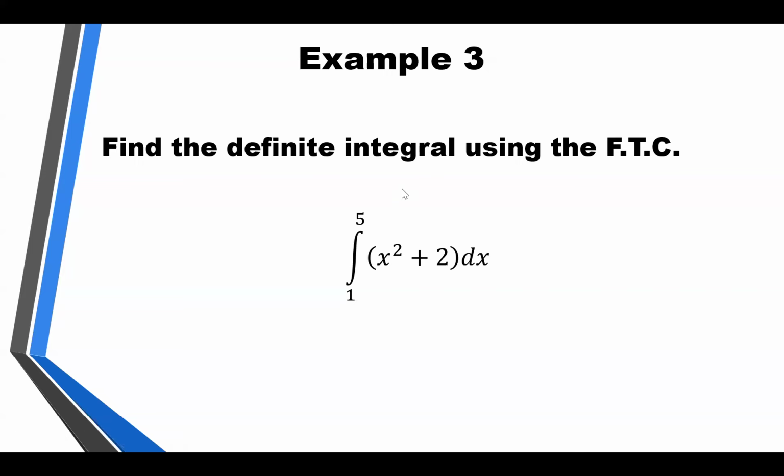Let's do another. Let's find this definite integral using the fundamental theorem of calculus. We are going to integrate x squared plus 2 with respect to x from 1 to 5. So let's go ahead and do that one.